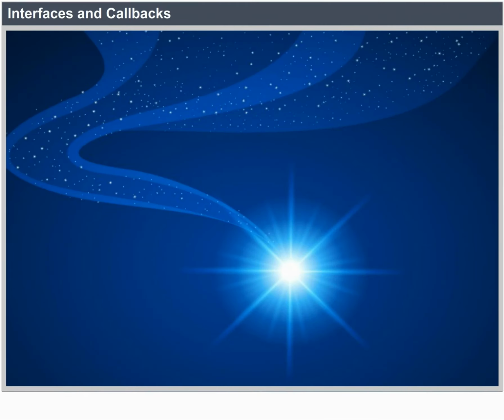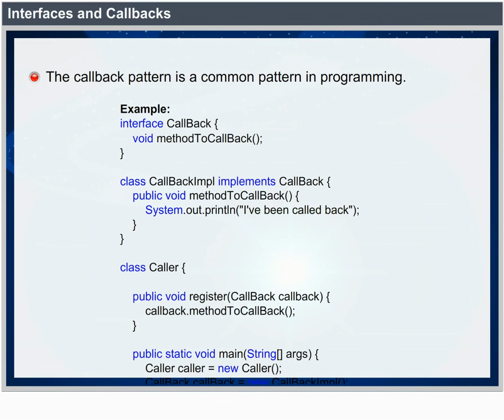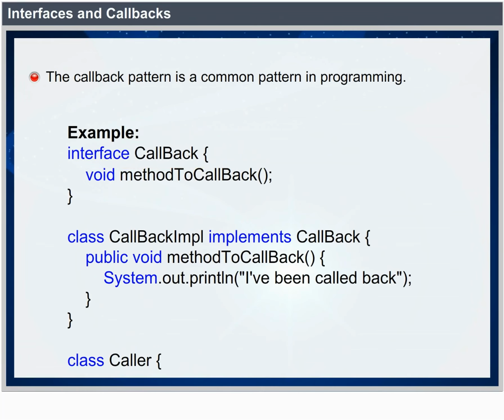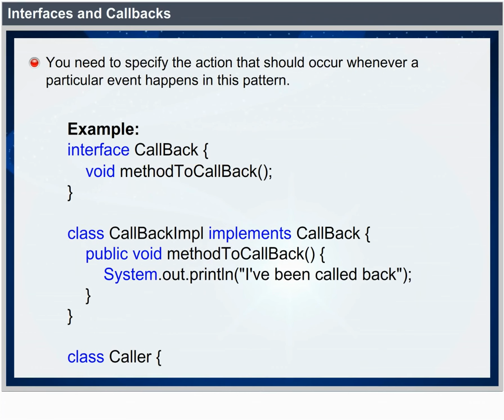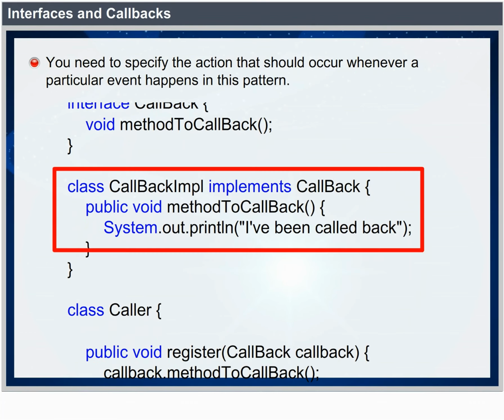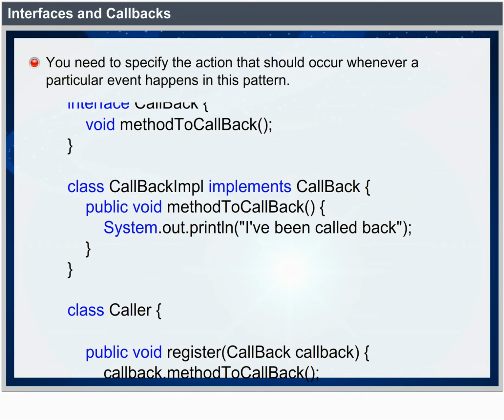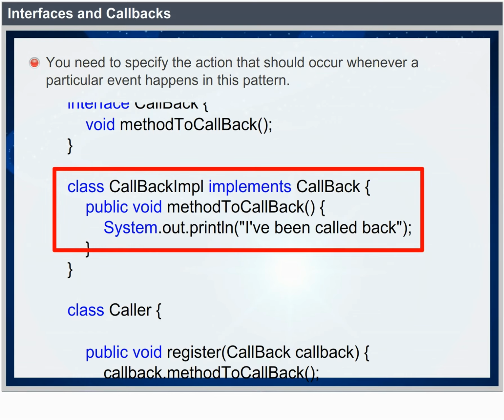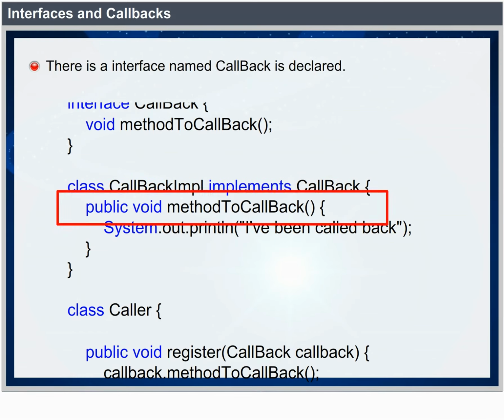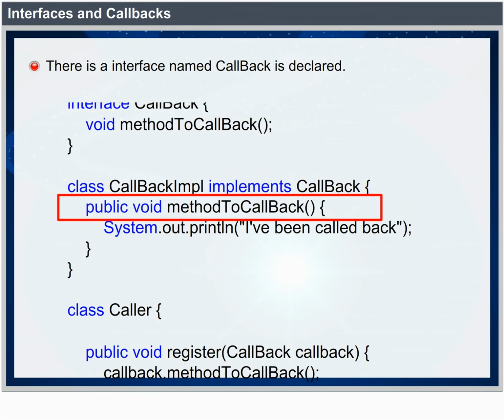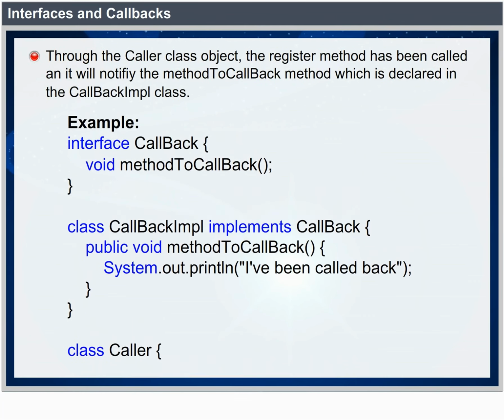Interfaces and callback. The callback pattern is a common pattern in programming. In this pattern, you need to specify the action that should occur whenever a particular event happens. There is an interface named Callback declared. Through the caller class object, the register method is called and it will notify the method to callback method, which is declared in the callback implementation class.